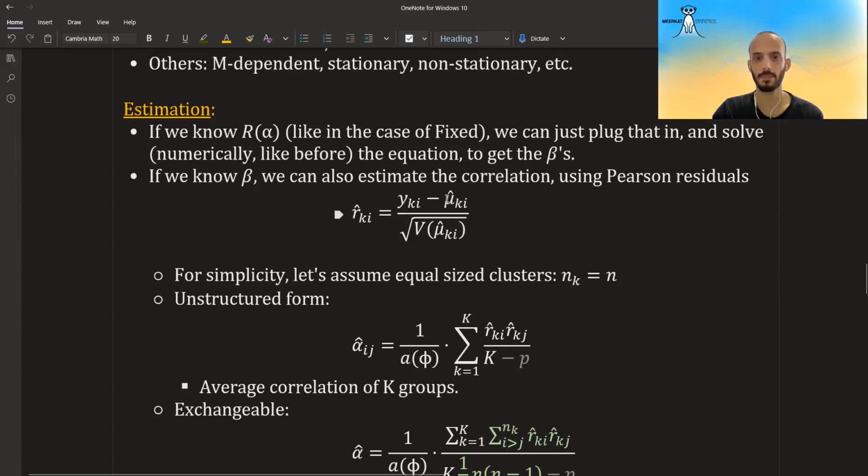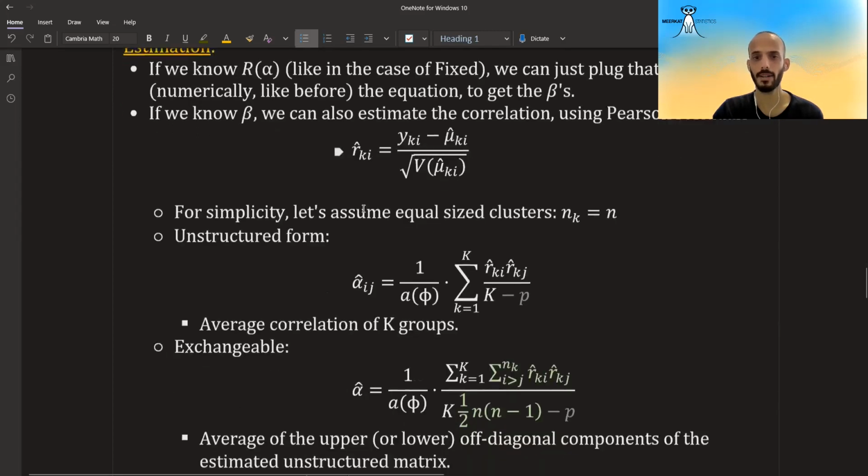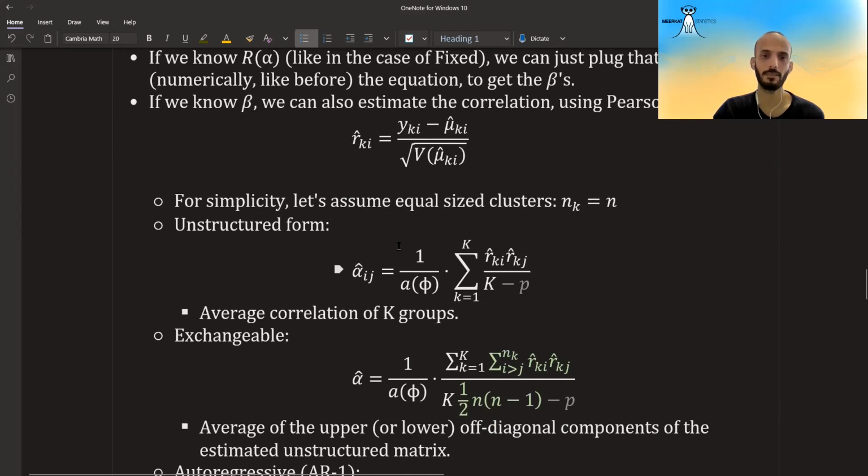Why do we need the betas? Because, well, how do we know the mean of an observation? The mean depends on the betas, right? It depends on the beta, it depends on the link function, etc. And the same goes for here. So we need the betas to calculate the Pearson residuals. Once we have the Pearson residuals, we can approximate the alphas.